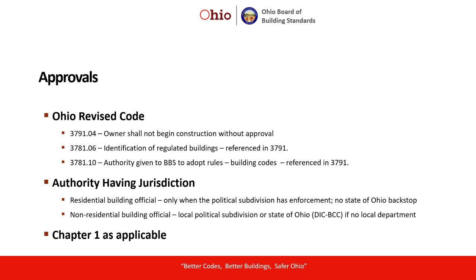The other thing is, when it's determined which building department has enforcement or which building code is enforceable, there is a Chapter 1 that outlines the process for approvals, inspections, and issuing of certificates of occupancy and all that process. They are slightly different between the Ohio Building Code and the Residential Code of Ohio. So you would need to make sure that you're following the processes in the Chapter 1 for the applicable building code that's being enforced.